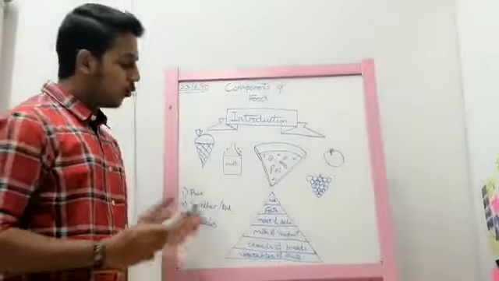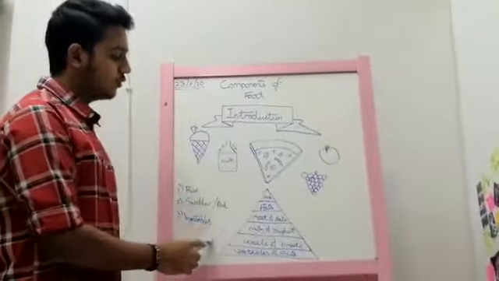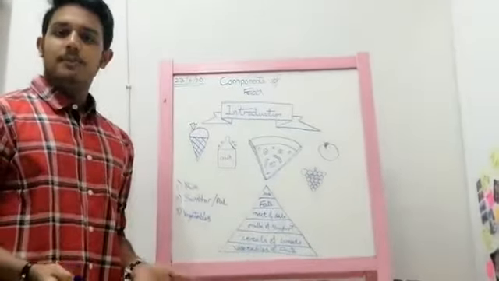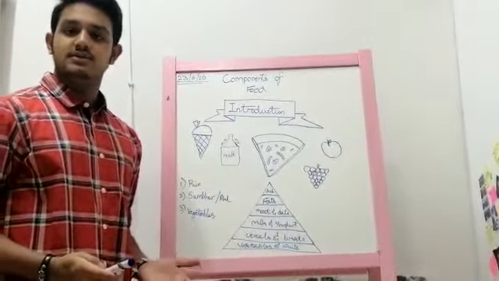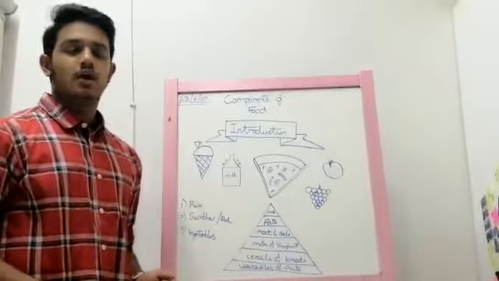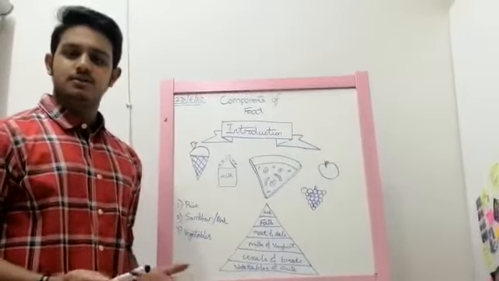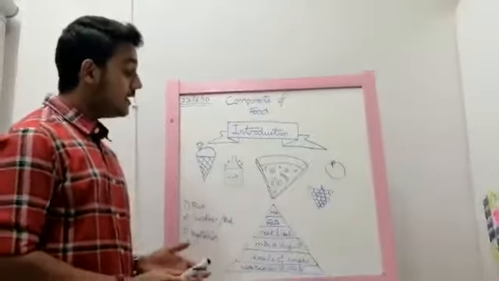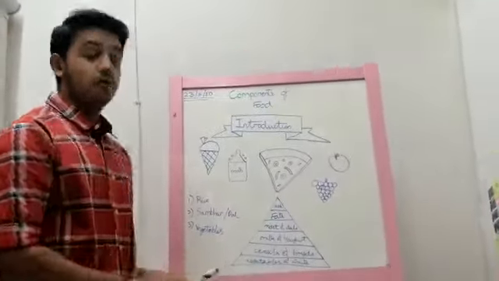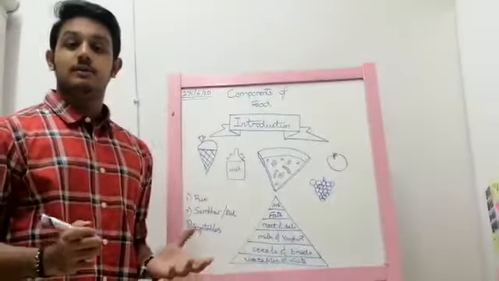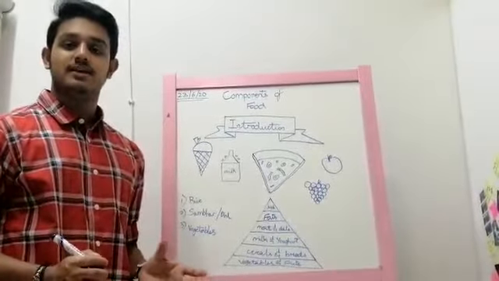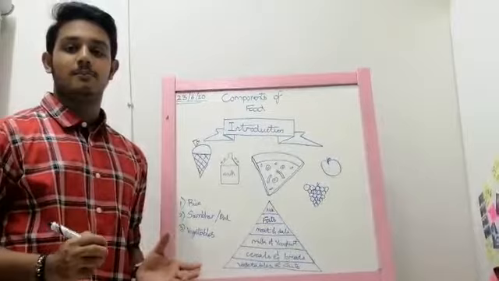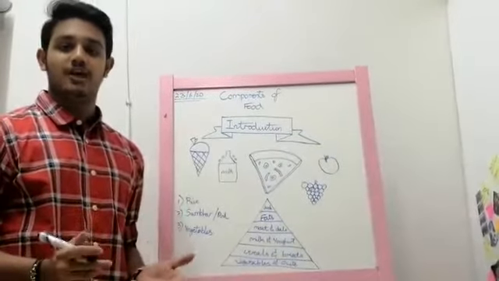Why do we need different types of foods every day? My sister loves to eat burgers and I love to eat pizza. Why can't we eat pizza and burgers each and every single day? Well, we need different types of food which have different components, because these different components help the different parts in our body to grow and to develop.